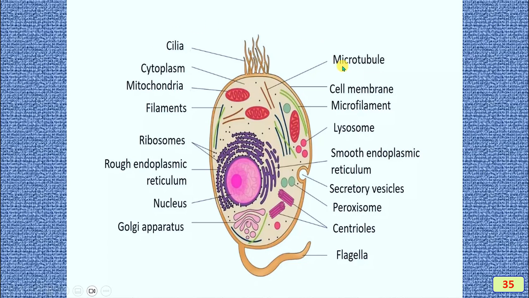Some of the cells contain cilia, a very special structure which is required for the motility of that cell.